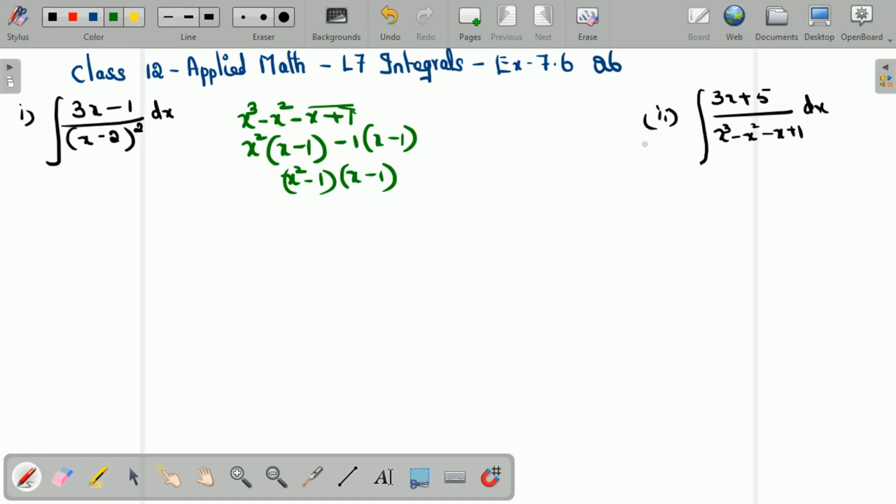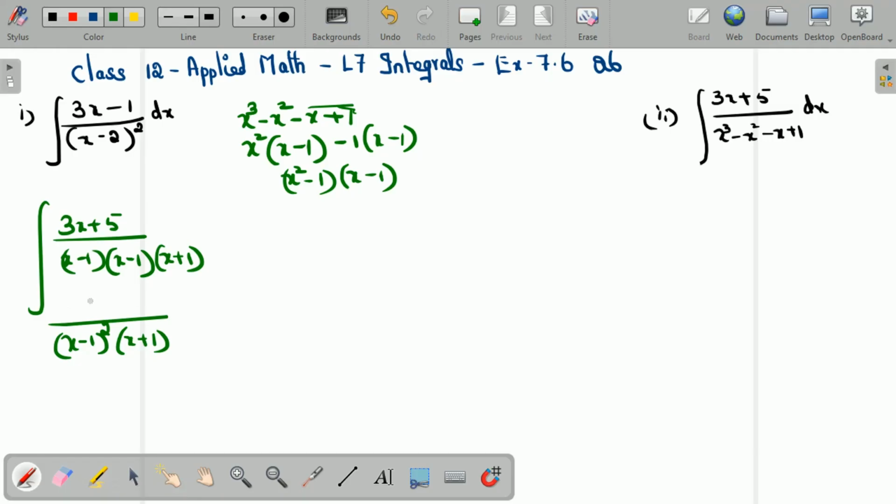So finally, I can rewrite the denominator in a different manner. Let's write the numerator. So (3x plus 5) the whole divided by (x minus 1) into (x square minus 1), which I can write as (x minus 1) into (x plus 1), or simply the denominator will become (x minus 1) the whole squared into (x plus 1). The numerator 3x plus 5 will remain as such. Now let's see how to break this in forms of partial fractions. So this is a divided by (x minus 1) plus b divided by (x minus 1) the whole square plus c divided by (x plus 1).